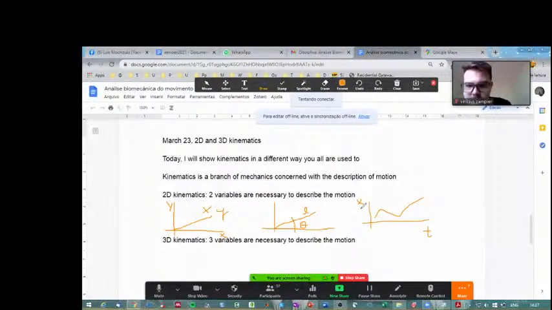Yeah, I have to erase. But okay, could you get this explanation? And let me show you for the 3D kinematics.